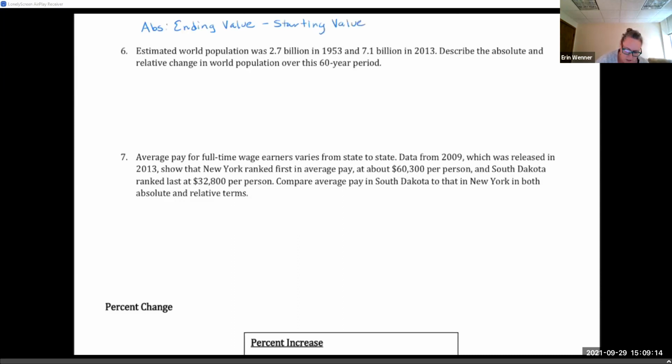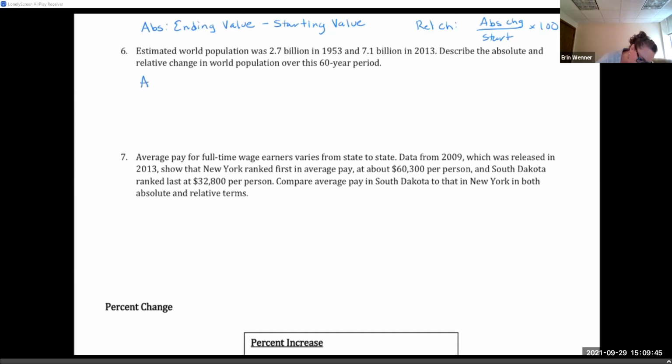And then the relative change is the absolute change divided by the starting amount times 100. In terms of thinking about how these two relate to each other: the estimated world population was 2.7 billion in 1953 and 7.1 billion in 2013. Describe the absolute change and the relative change of the world population over this 60-year period.